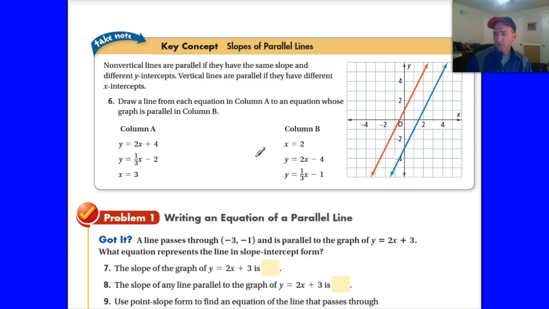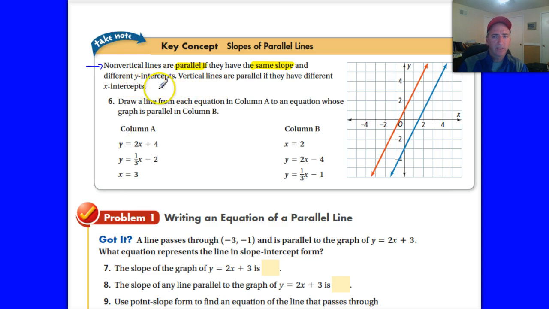So the key concept, take note here. This is important and gets really wild if you don't keep up, and it's really tough if you do keep up. So pay attention. Non-vertical lines are parallel if they have the same slope. If you really think about what's happening in the grid, it makes sense that parallel lines have the same slope.